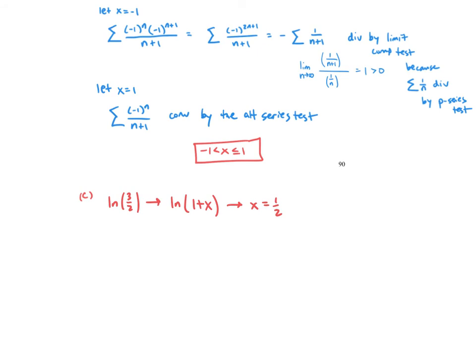So let's go ahead and write out, because I didn't do that earlier. Let's take a look. We have x minus x squared over 2 plus x cubed over 3 minus x to the fourth over 4.